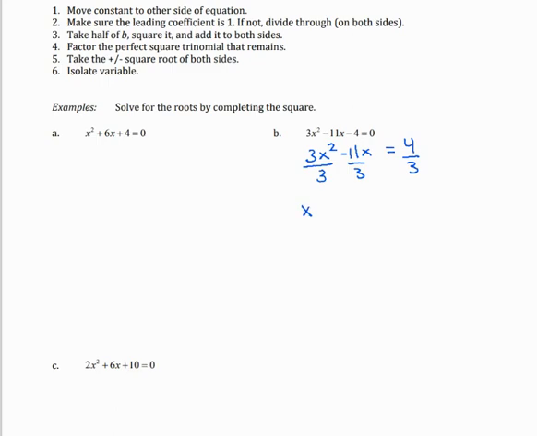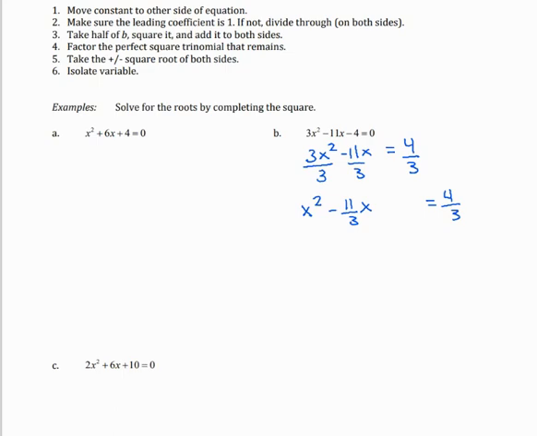So now I have x squared minus 11 thirds x, and I'm going to leave some space, equals 4 thirds. So there's steps 1 and 2. The constant is moved over, and the leading term now has a coefficient of 1.